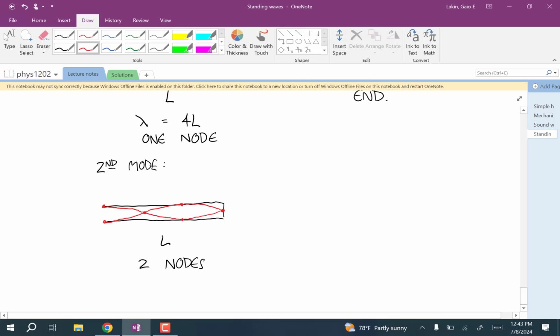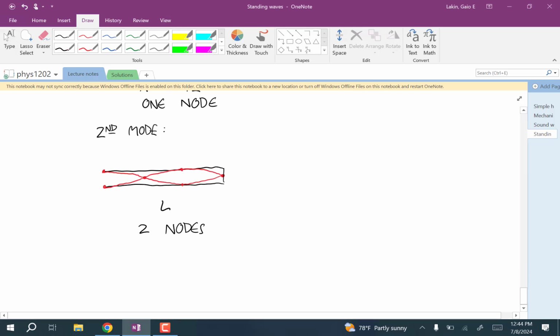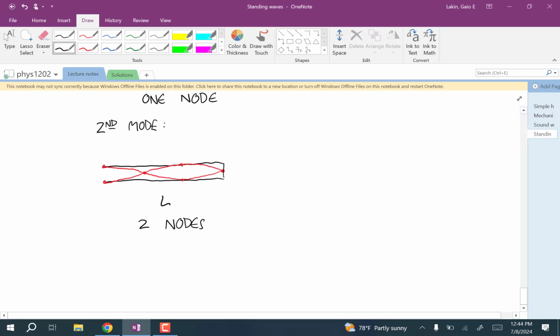Okay, so we have big horizontal displacements of air at the opening, then no horizontal displacement of air at this node, the closest node to the left side, then biggest displacements of air at this location, and then no displacements of air again at the closed end. And so what's the wavelength? Well, we've almost completed one full wavelength in the length of this pipe.